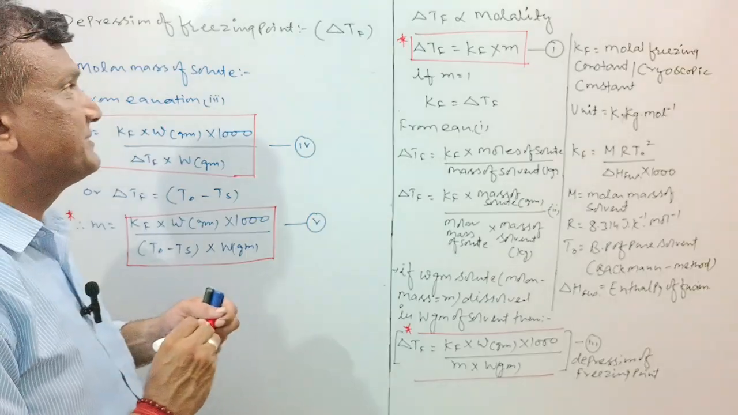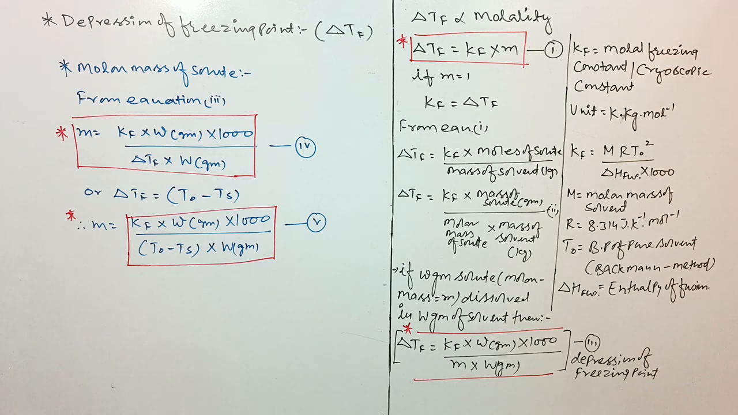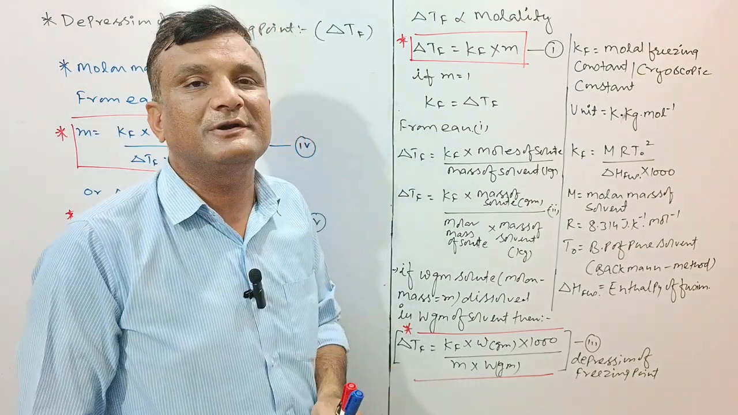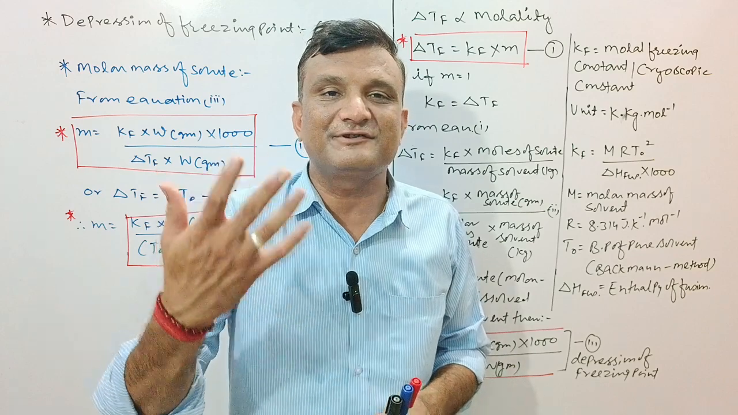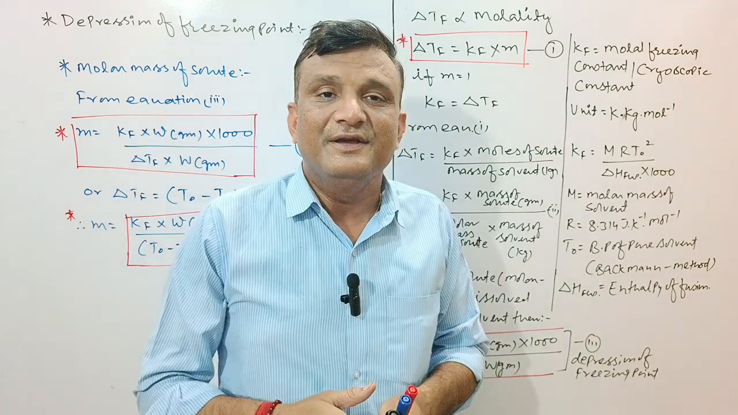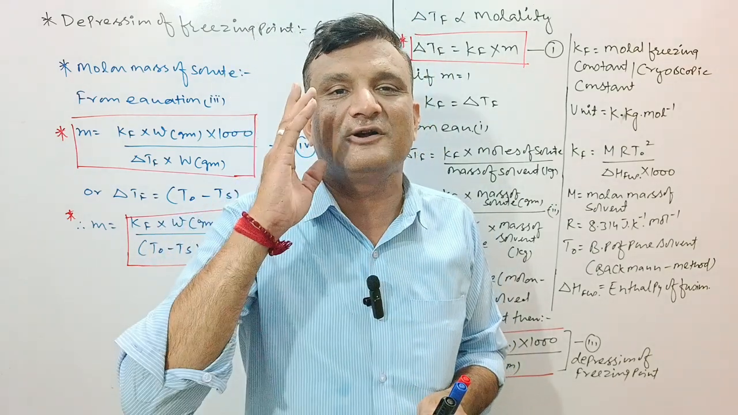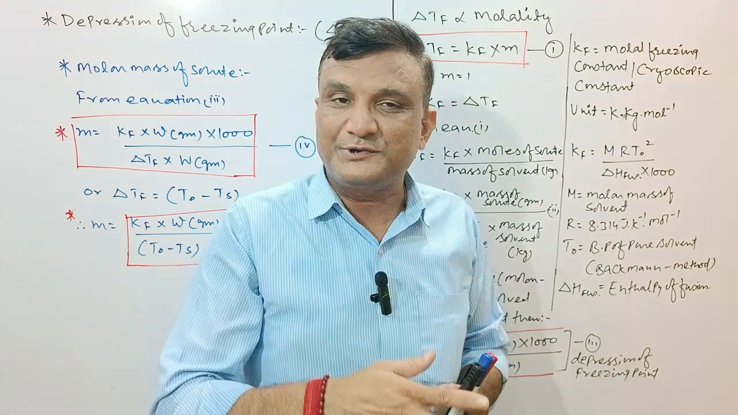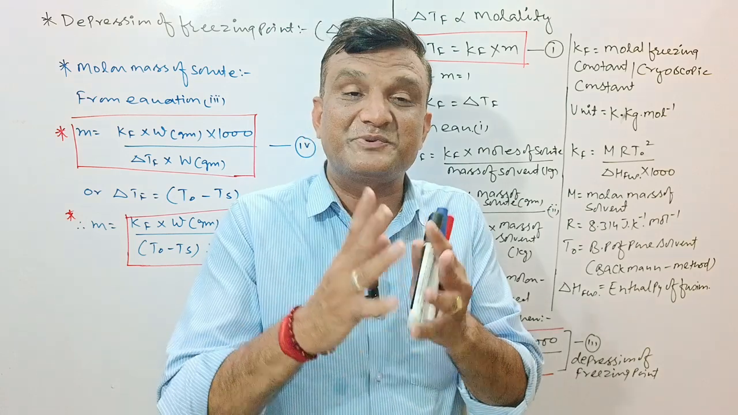And this was about the depression of freezing point. So, dear student, this was about the three important colligative properties: relative lowering of vapor pressure, elevation of boiling point, and depression of freezing point. We'll meet in the next video with the fourth important colligative property, osmotic pressure, osmosis, types of osmosis, and the mathematical derivation of osmotic pressure.